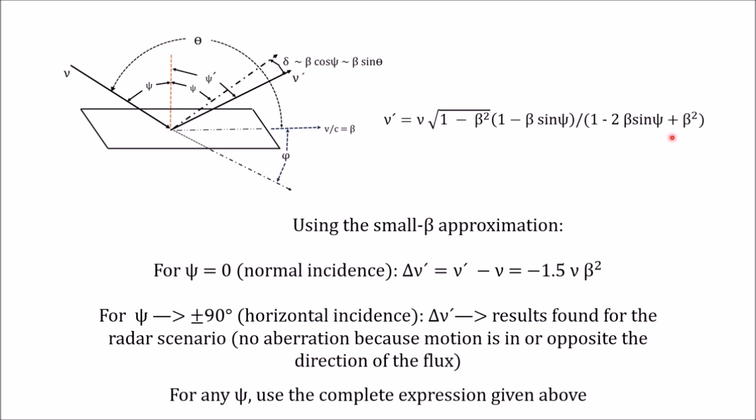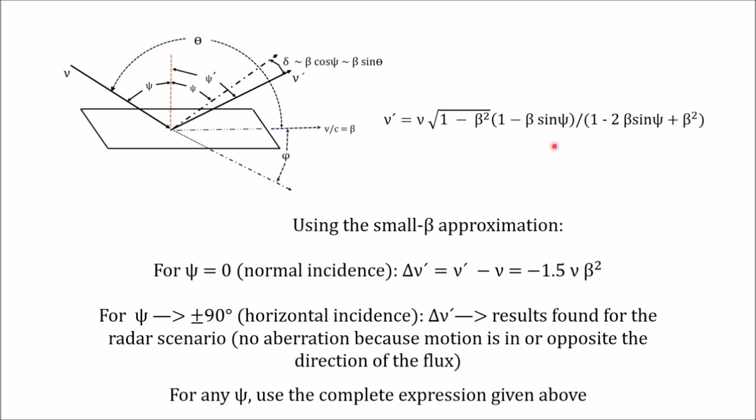This is the general expression, given this particular type of geometry, for what the frequency change might be on the radiation that's either absorbed or reflected from an object that's moving laterally with a beta through some flux. And using a small beta approximation, we can find very easily that this is the same result as we found before for the Doppler shift. And at 90 degrees, again, we have results that are consistent with what we found from other techniques.